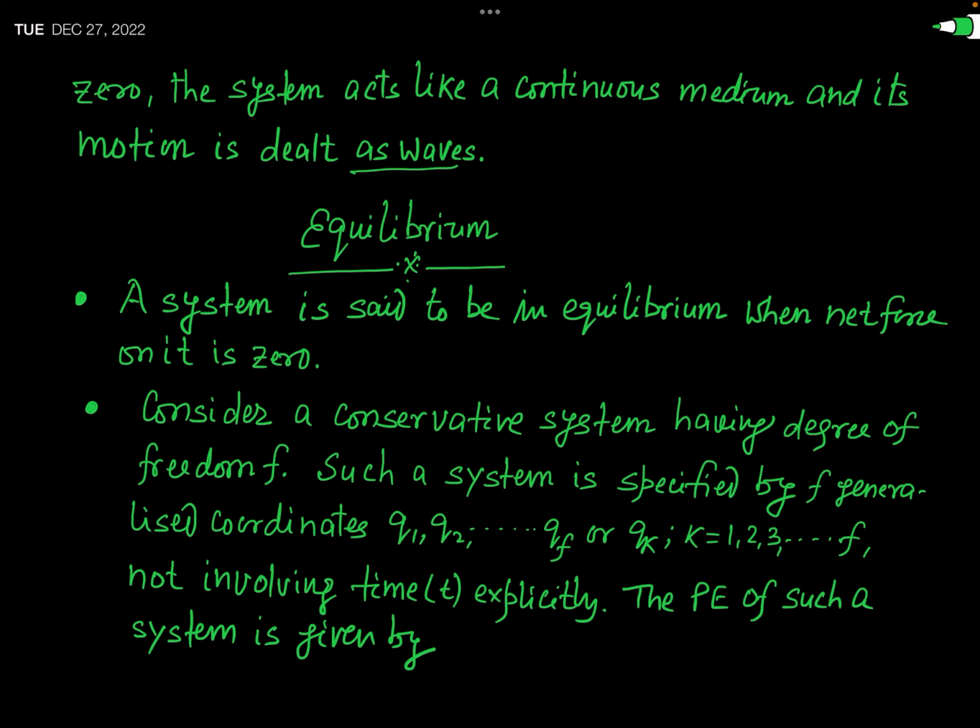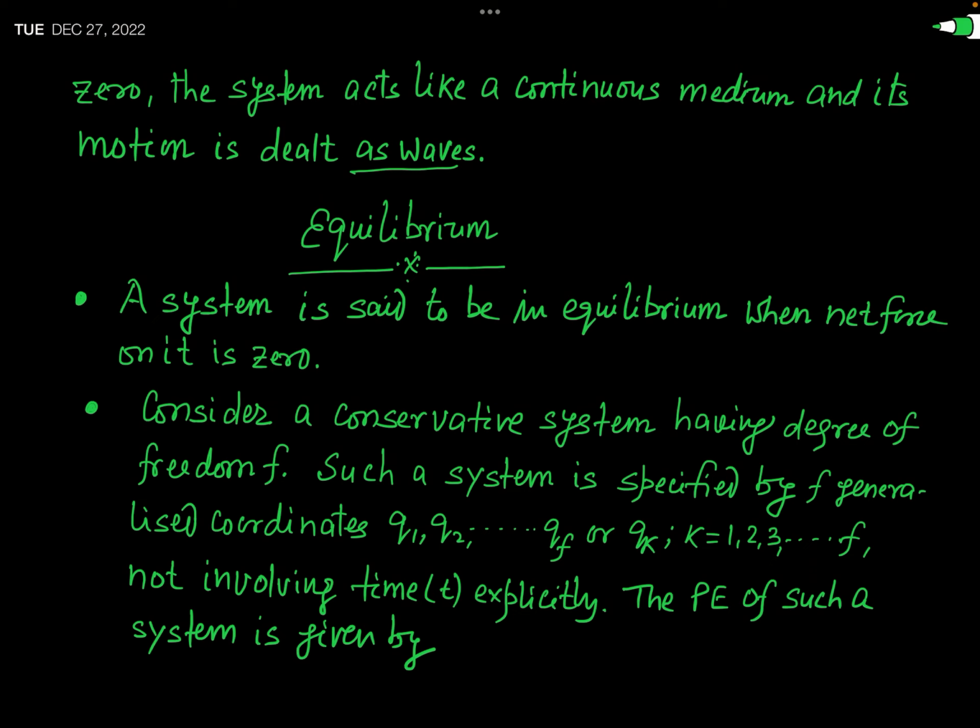Constant potential energy means when you change the state or position of the system slightly, there will be no change in potential energy. So in these three conditions, the system will be said to be in equilibrium. So for equilibrium, what is the condition? The condition is that the potential energy function of the system must be extremum. Extremum means either minimum or maximum or stationary. Stationary means constant.